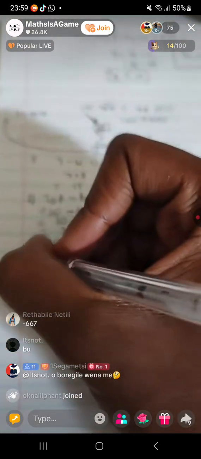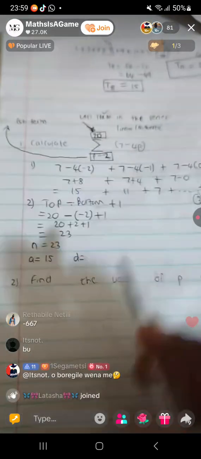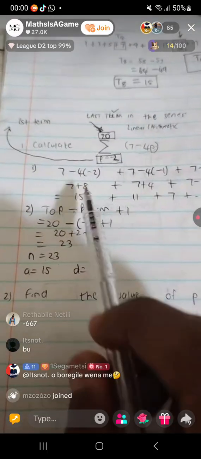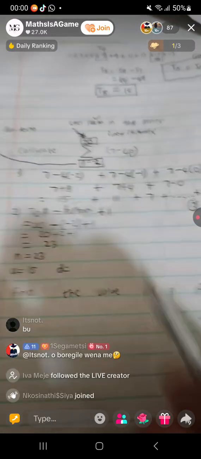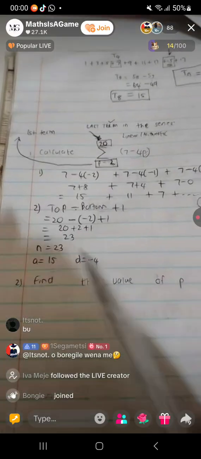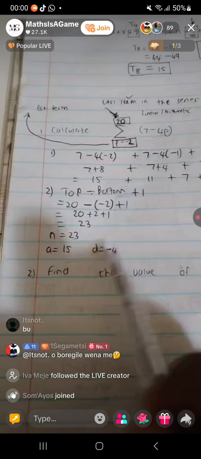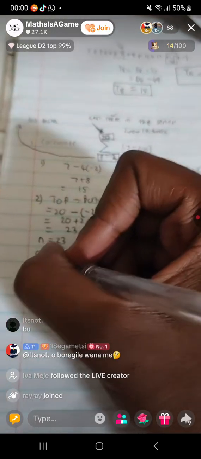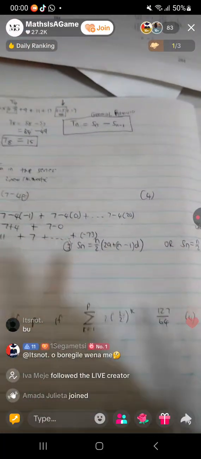N is 23. A is 15. D, if I'm using this formula, is going to be T2 minus T1, which is -4. T3 minus T2 also gives me -4, so D is -4. So N is 23, A is 15, D is -4. And if I'm using this formula, my L value, just so you know, is -73. So you must decide which formula you want to use.